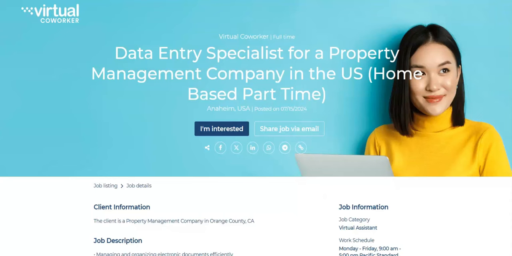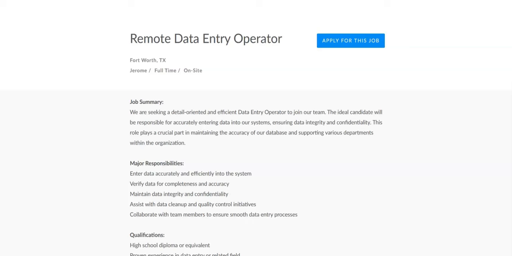You must have an up-to-date computer system with a minimum of Windows 8 or Mac OS X. You must have a quiet room with no distractions or background noises. And you must have a backup plan if the power goes out or if your internet connection becomes unstable during your shift. The next job is with Supernoya, and they are looking for a data entry operator.